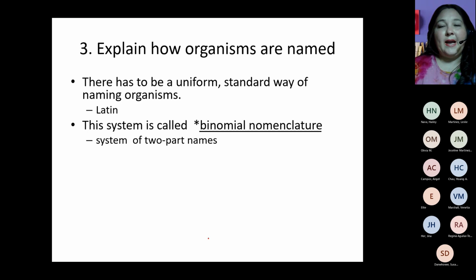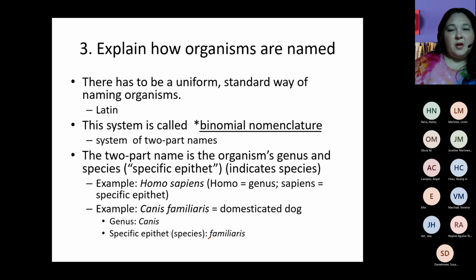This system is called binomial nomenclature. Bi meaning two, nomial meaning name. So two names. The two-part name is the genus and species. The species is also called the specific epithet. So for example, Homo sapiens. Homo is the genus and sapiens is the species. The genus always comes before the species. It's always written in italics. The genus is always capitalized, just like you would capitalize the first letter of a sentence. And if you handwrite it, you have to underline it.